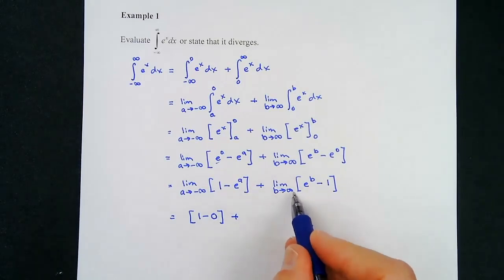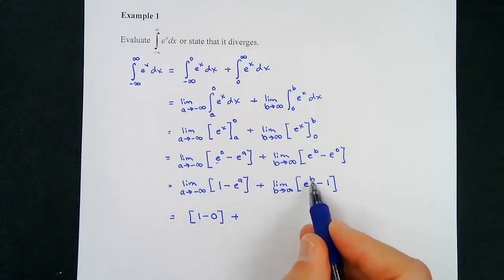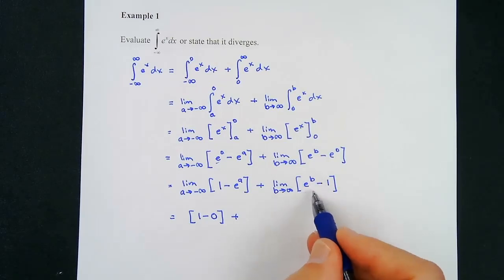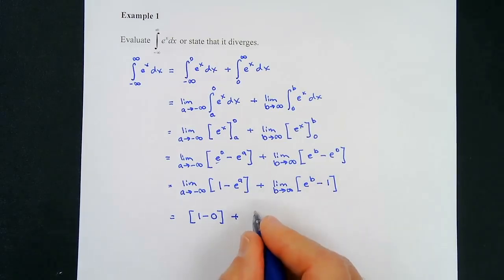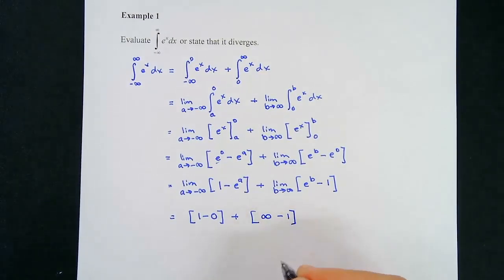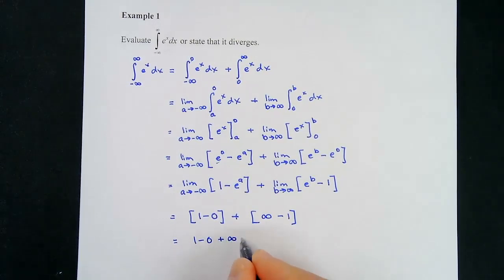Okay, as b goes to infinity, this is going to be e to a really big number. Well, that's just going to cause e to a really big number, a really, really big number, minus 1. So we can think of this as being infinity minus 1, because when we evaluate that limit it would come out to be infinity. And so what we have here is 1 minus 0 plus infinity minus 1, and we have 1 minus 1, that'd be 0 minus 0, so we just have infinity here.